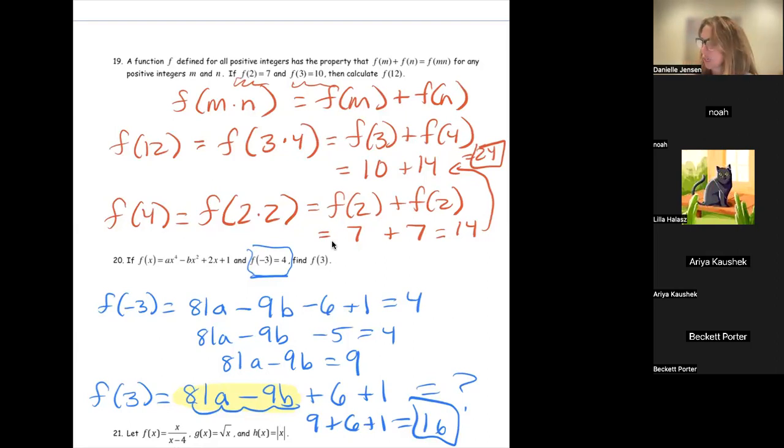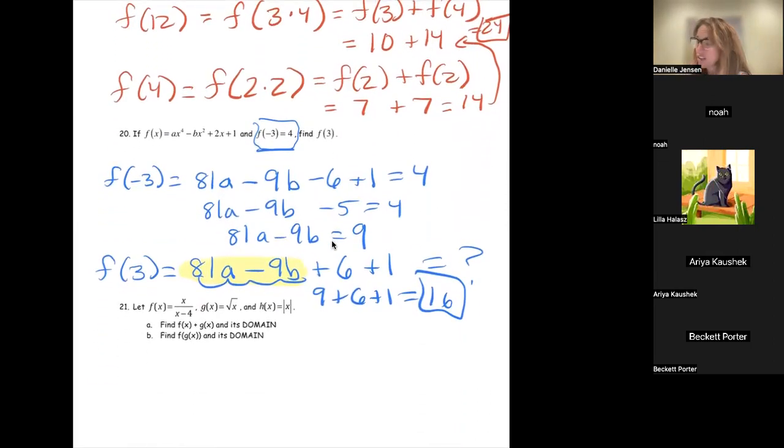And if you're wondering about 21, I don't know why I had h of x in there. I think at some point I had a part C that involved h of x, but there is no h of x involved in 21 and what I'm asking you. I don't know why it's floating there, but I think I had another part that I had eliminated.